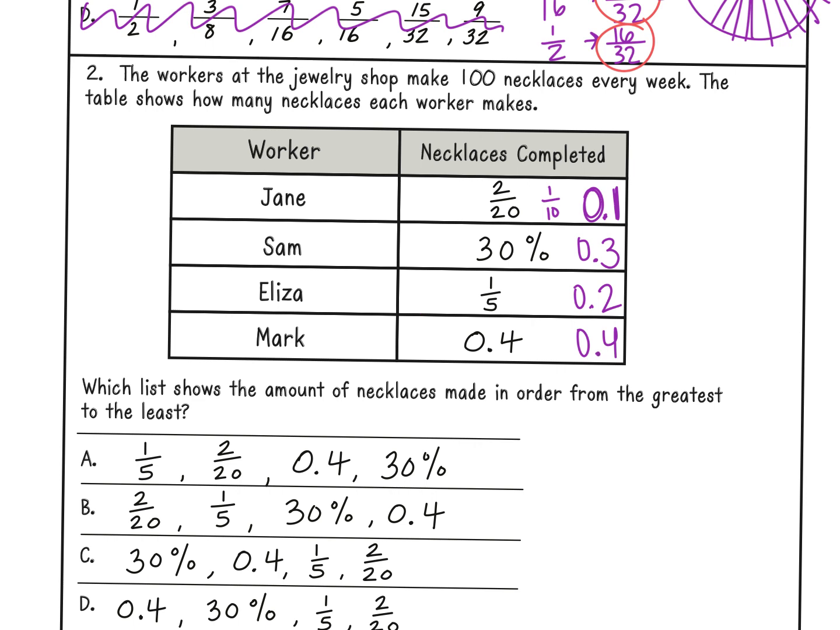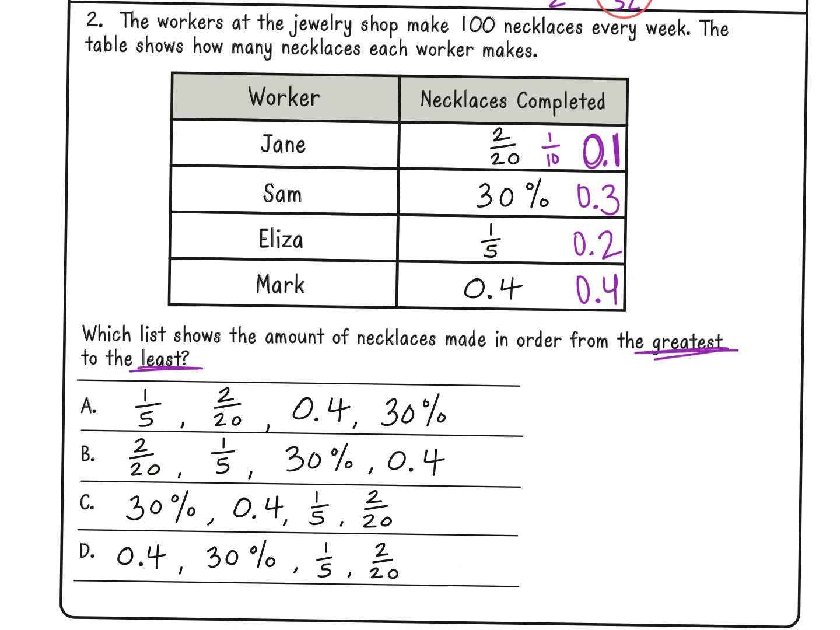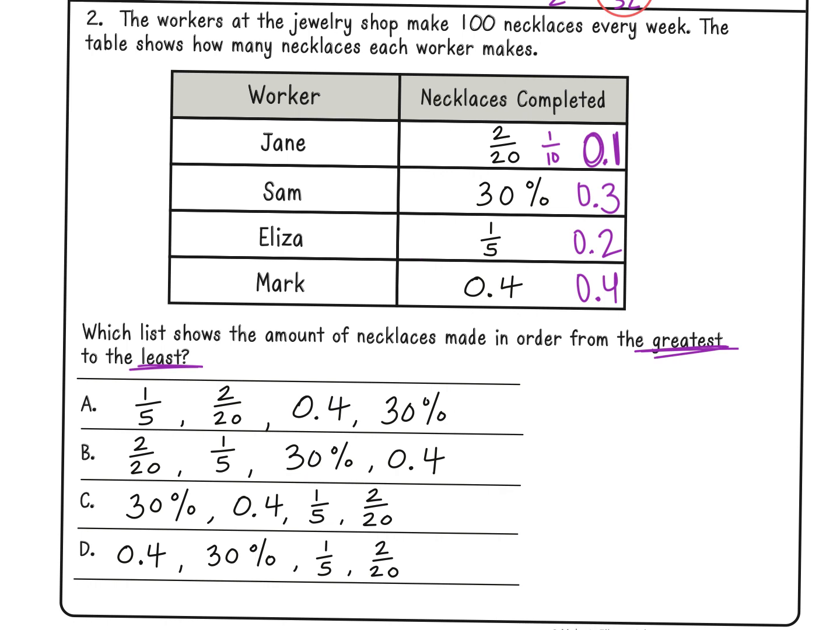So now I can look at these and I can see, okay, which one's the biggest, which one's the smallest. If I have to do greatest to least, I want to put the biggest one first, which is going to be Mark at 0.4. There's only one option that starts with 0.4, and that is D.